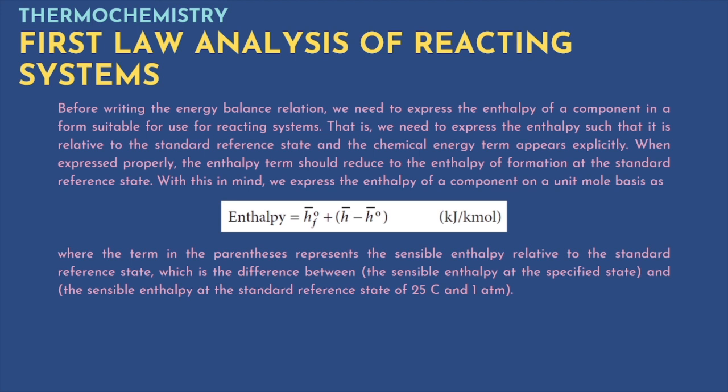First law analysis of reacting systems. Before writing the energy balance relation, we need to express the enthalpy of a component in a form suitable for use for reacting systems. That is, we need to express the enthalpy such that it is relative to the standard reference state and the chemical energy term appears explicitly. When expressed properly, the enthalpy term should reduce to the enthalpy of formation at the standard reference state.